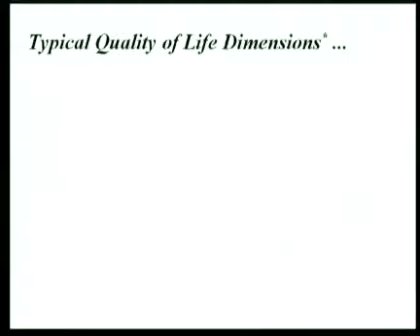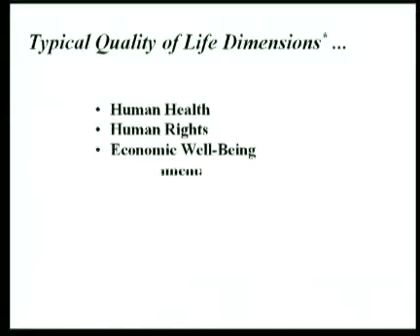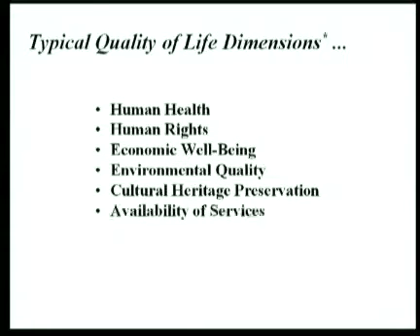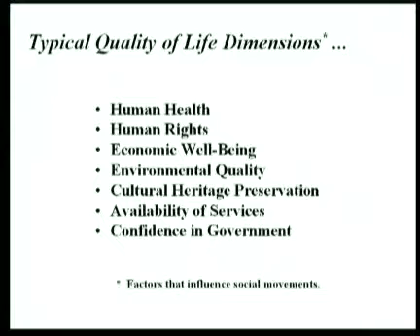Typical dimensions of quality of life: we have human health, human rights, economic well-being, environmental quality, cultural heritage preservation, and availability of services. Finally, confidence in government. These are factors that will influence the social movement. Again, I mentioned this in Lecture 21, and let me highlight it again. These 7 different dimensions of quality of life are ones that you should seriously consider and explore in thinking about your objective function.